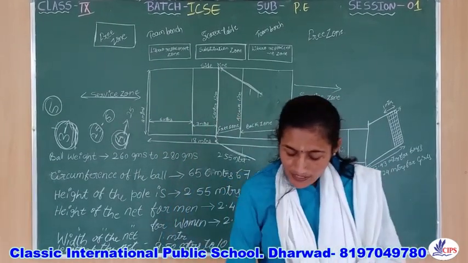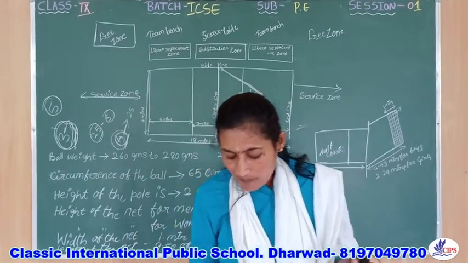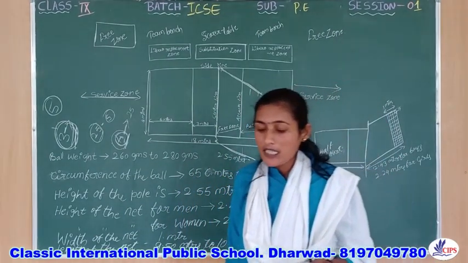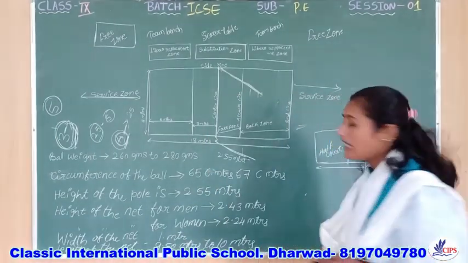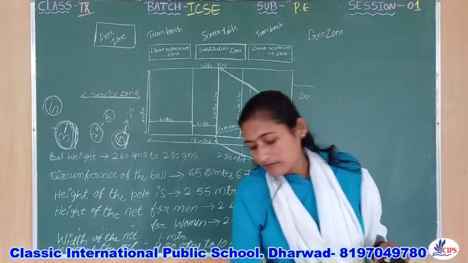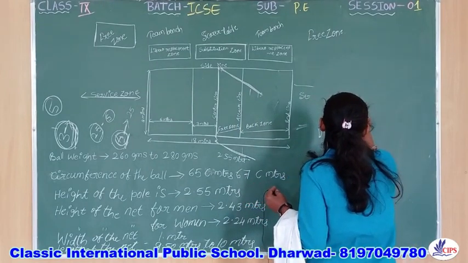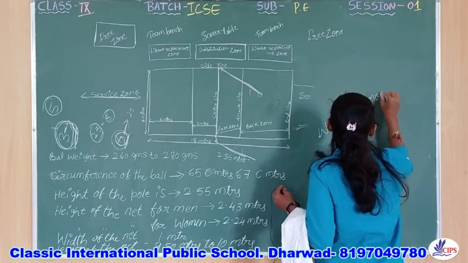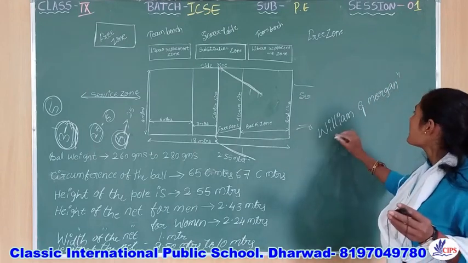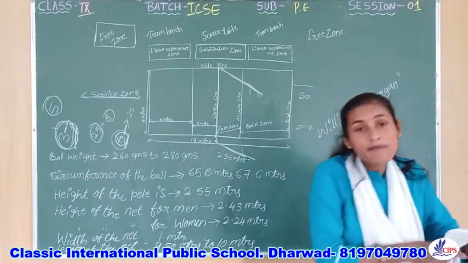Next, volleyball was invented by a physical director named William G. Morgan. Volleyball was invented by Mr. William G. Morgan. He is the founder and director of the YMCA.